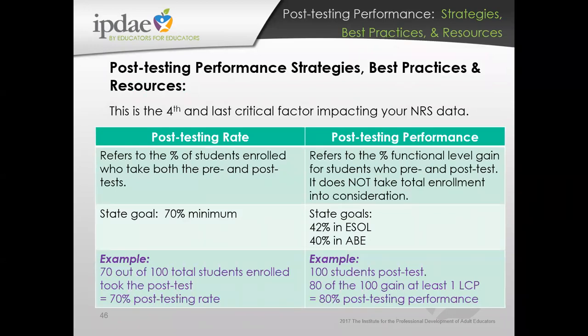And here's the fourth critical factor with your NRS data. Let's just look at some strategies here. First, I just want to make sure that you see the difference between post-testing rate and post-testing performance. The post-testing rate is 70% minimum. The performance goal for ESOL is 43 right now, and for ABE it is 41.